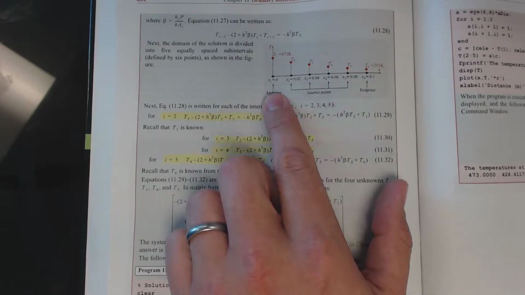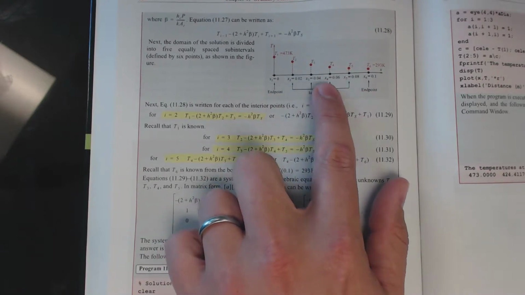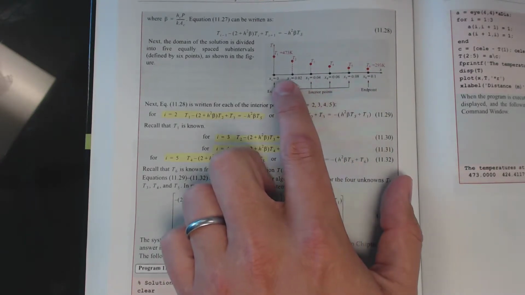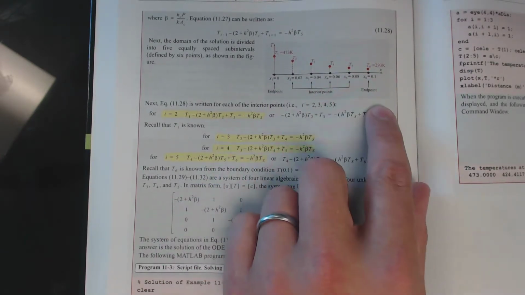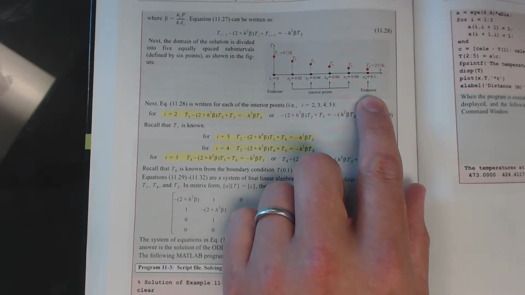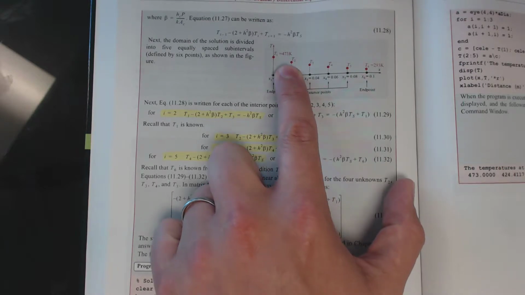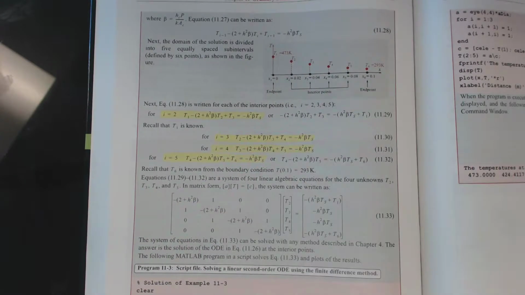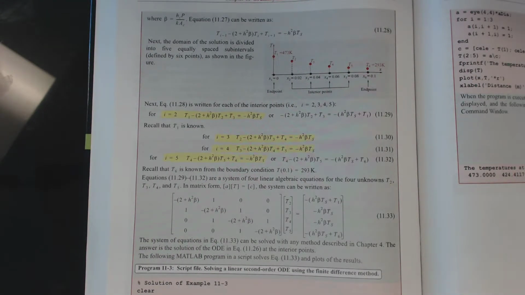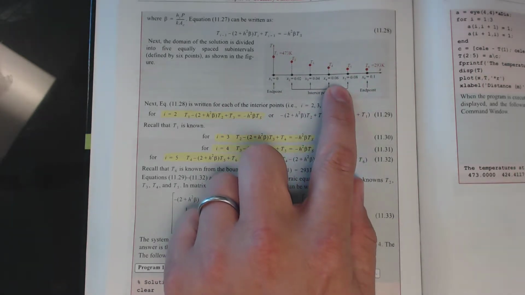The important thing to realize is that when they discretize this into 6 different points, point number 1 and point number 6 are known. Those are the boundary conditions. They told you what the temperature was on the left-hand side. It looks like to be 473 Kelvin. They told you the temperature on the right-hand side, 293 Kelvin. It's only the interior points you have to solve for.